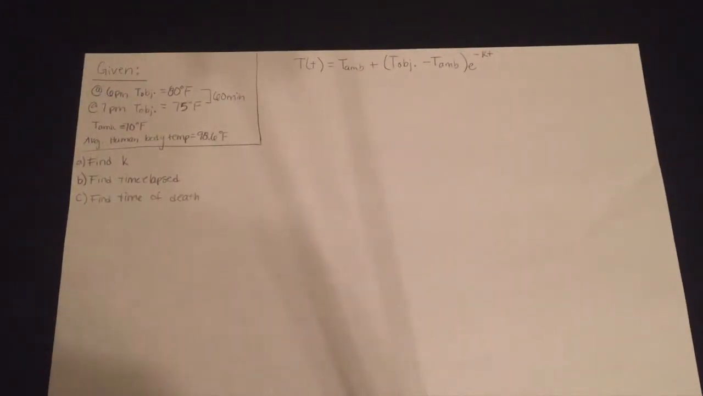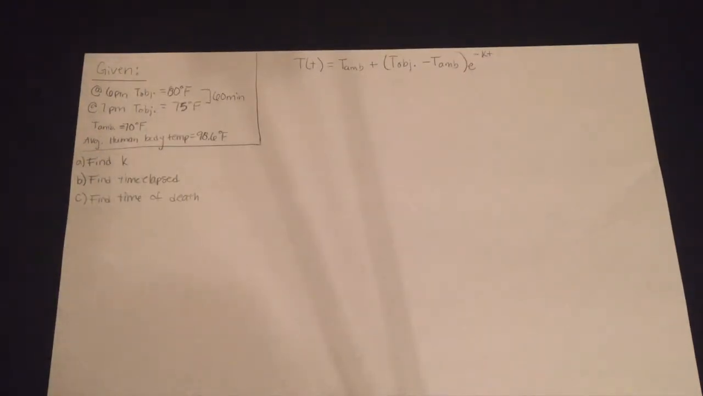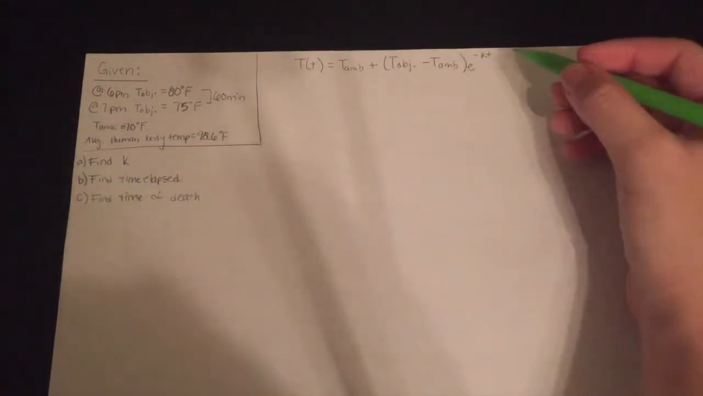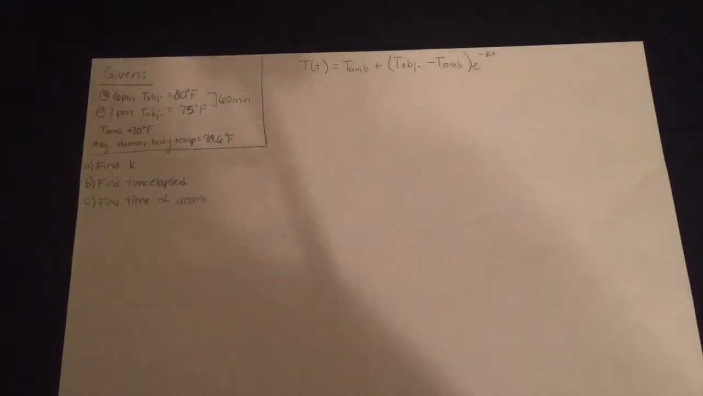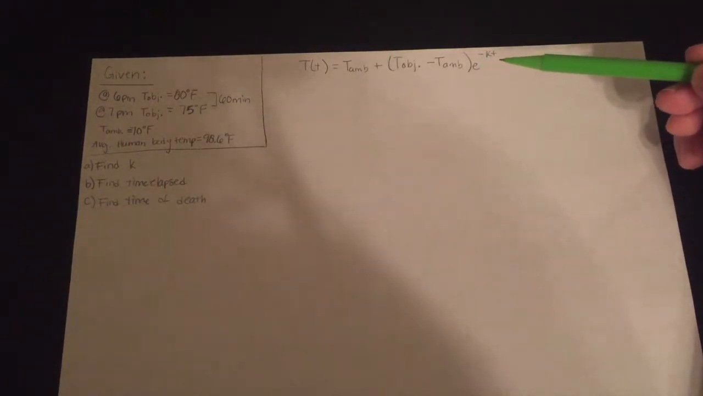And then our equation is going to be T of t, where t is time. So the temperature at a certain time equals the temperature of the ambient plus the temperature of the object minus the temperature of the ambient, times e to the negative k times t. So k is going to be the constant decay coefficient.